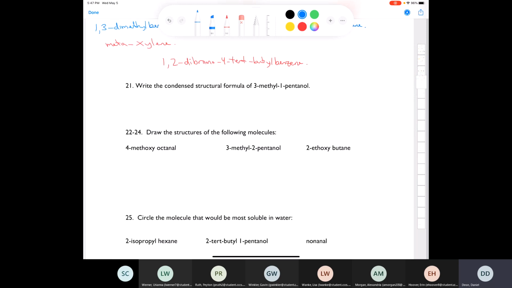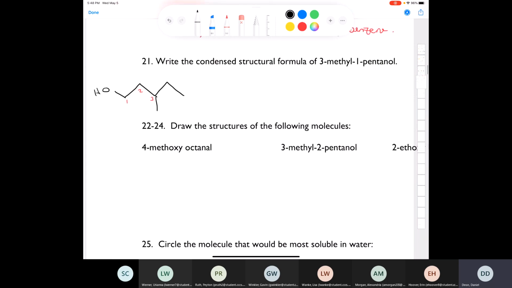All right, let's do another one. It says, write the condensed structural formula for 3-methyl-1-pentanol. Look, the easiest way to do these is to always start with a bond line structure and then work back from that. So if we have a 1-pentanol, 1, 2, 3, 4, 5, put the hydroxyl here. If we label these carbons 1, 2, 3, on the third carbon we have a methyl. Okay, there's a nice bond line structure.